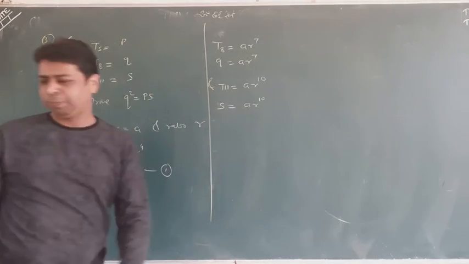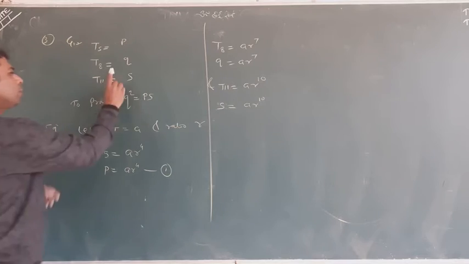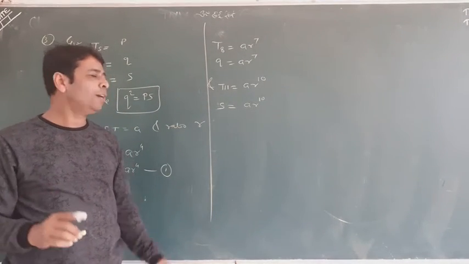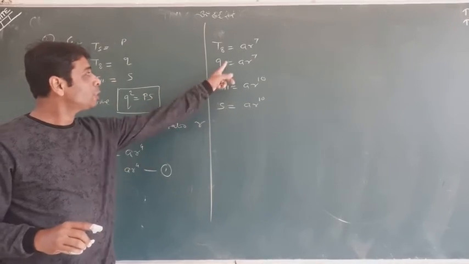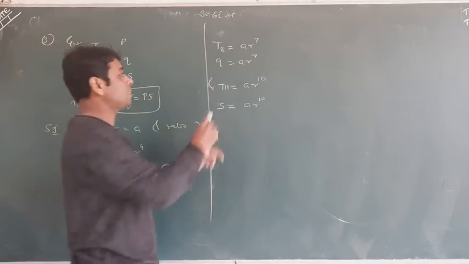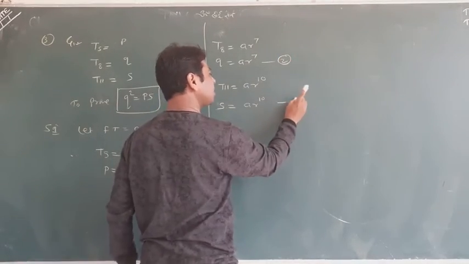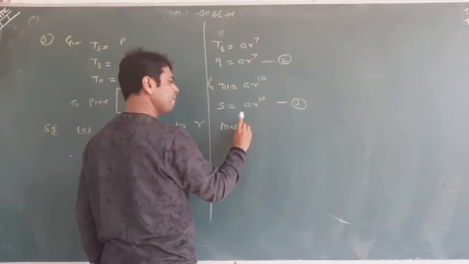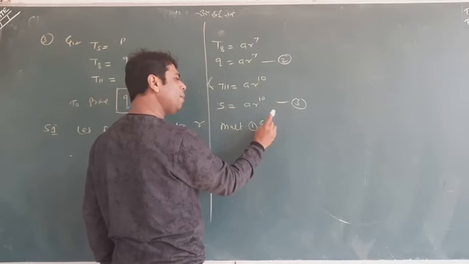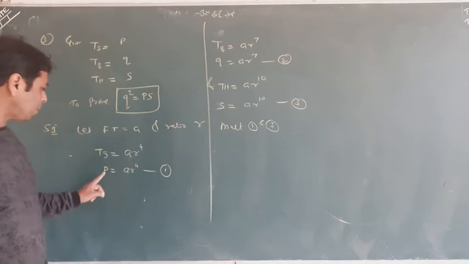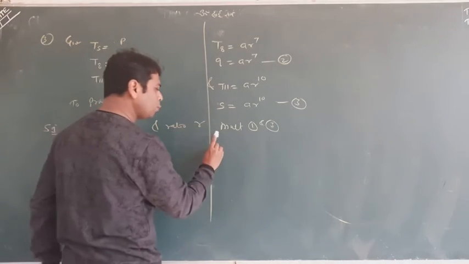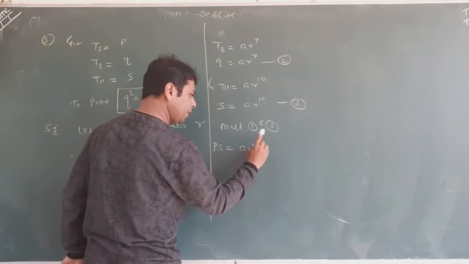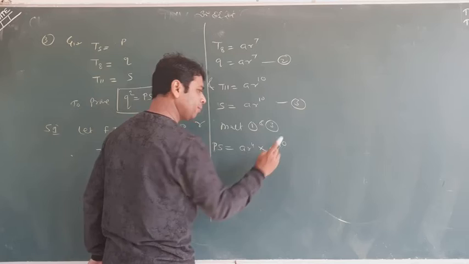Now what I'll do? You want to prove Q square equal to PS. So I have a good idea. PS. So this is P and this is S. Students, this is second, this is third. This is P and this is S. So multiply first and third. Why multiply first and third? Because after multiplying left hand to left hand, PS will be coming. Right hand to right hand, AR4 into AR10 will be coming there.